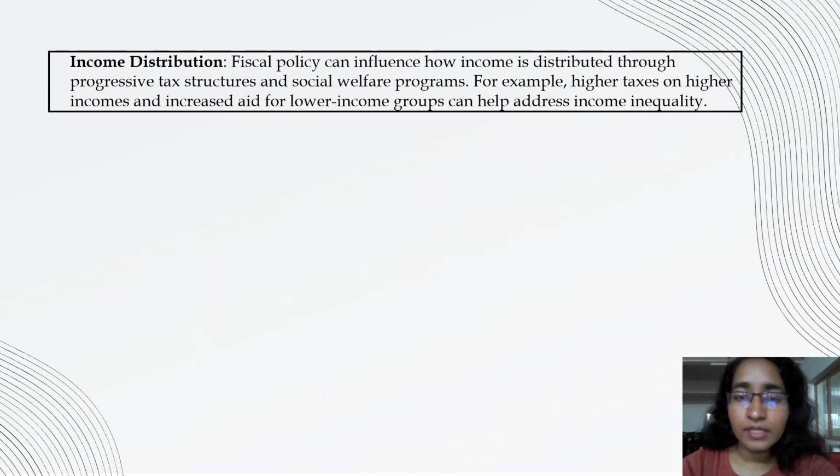Next, we have income distribution. How income is shared among people can be influenced by government policies. Progressive taxes, where higher earners pay more, and social welfare programs, which help lower income people, can help reduce income inequality. Without these policies, the income gaps between the rich and the poor can widen. Taking an example, Scandinavian countries use high taxes on the wealthy and provide generous social benefits to reduce income inequality.